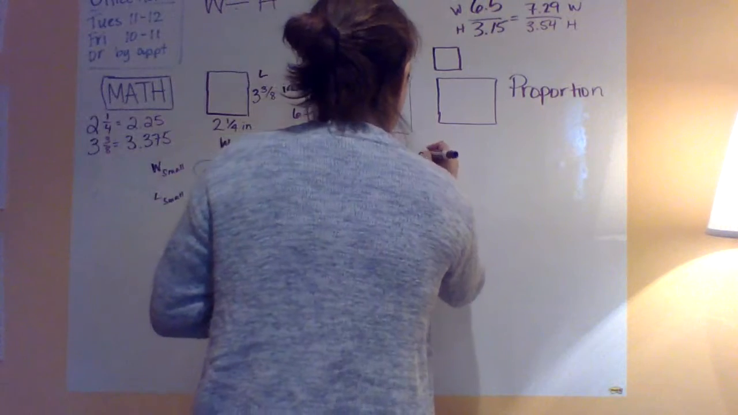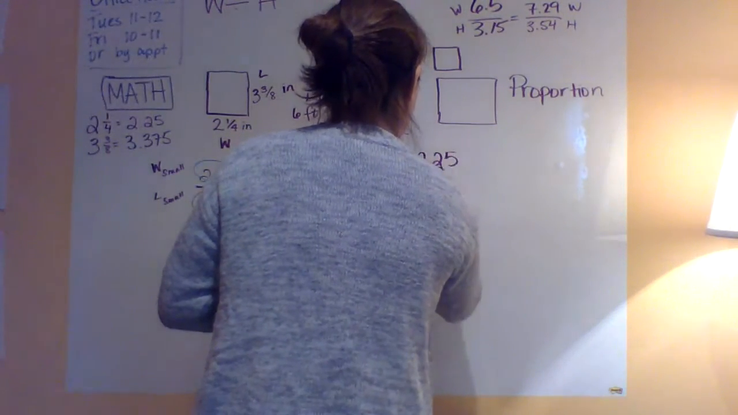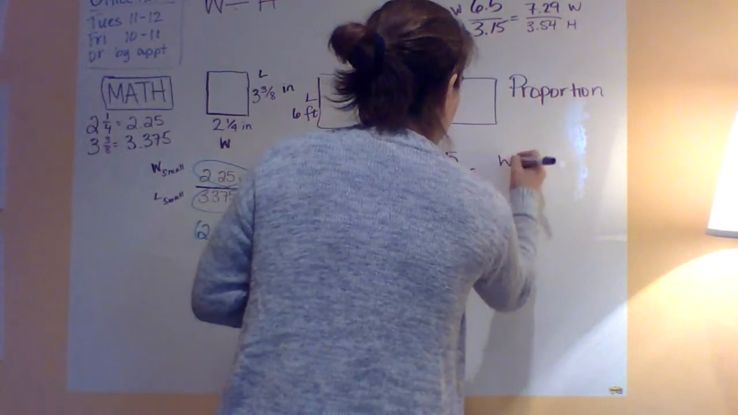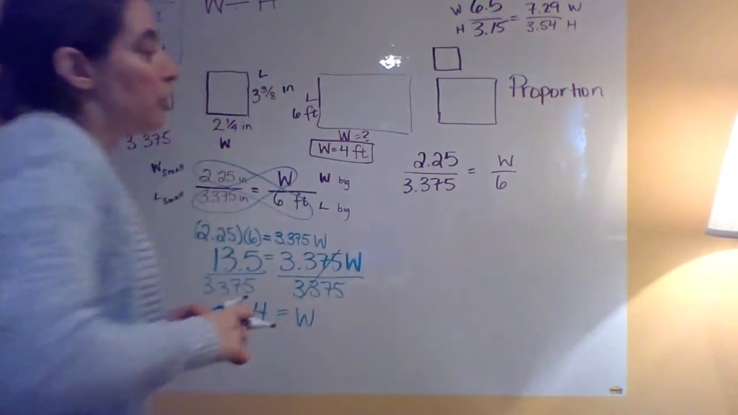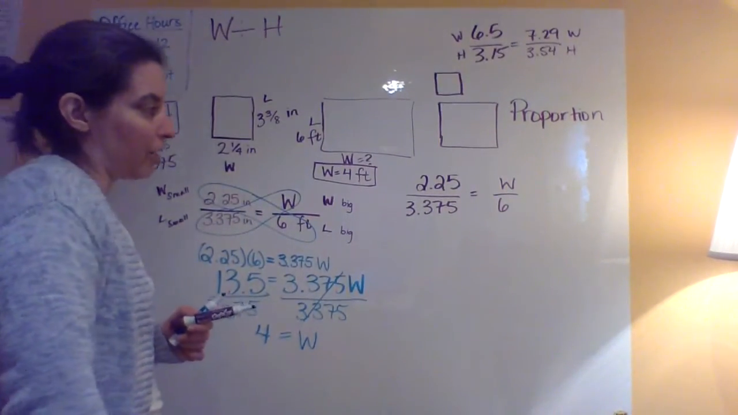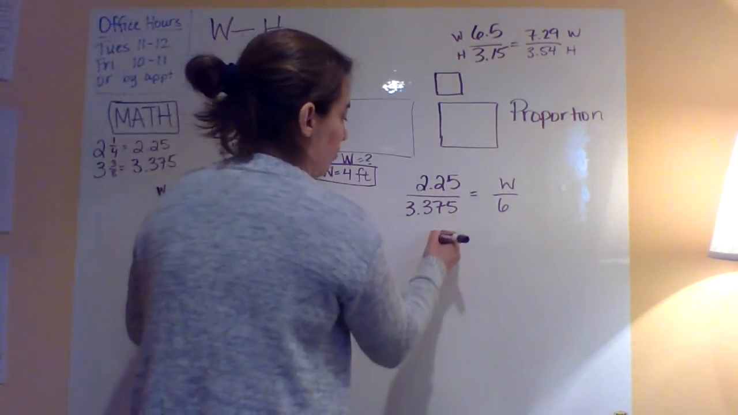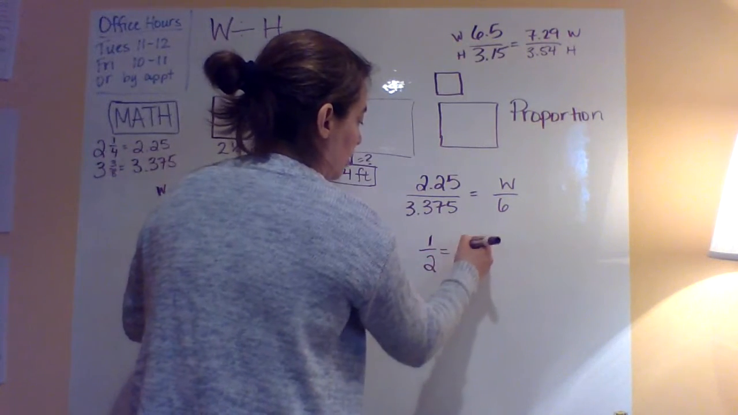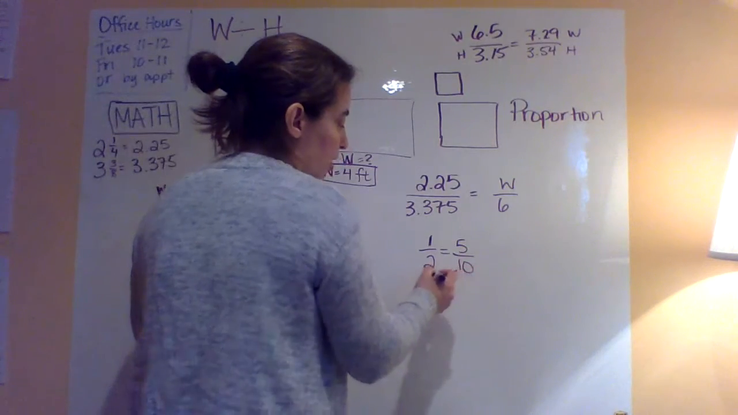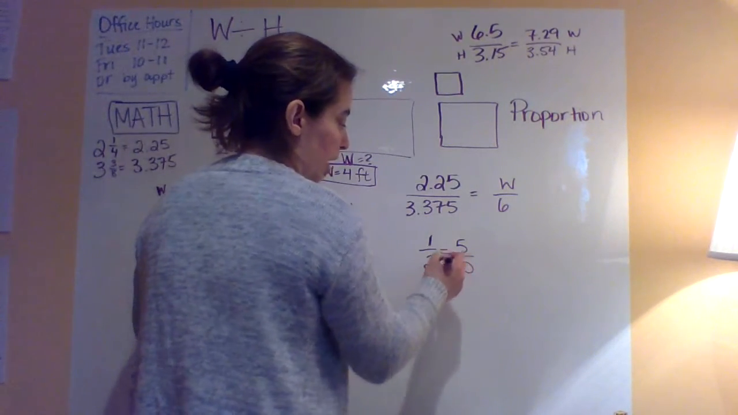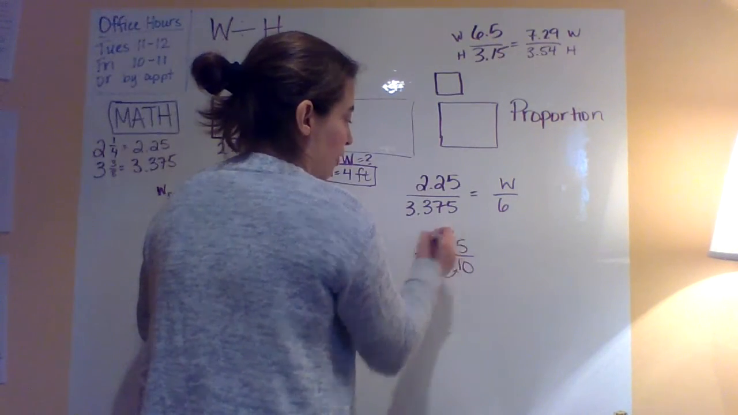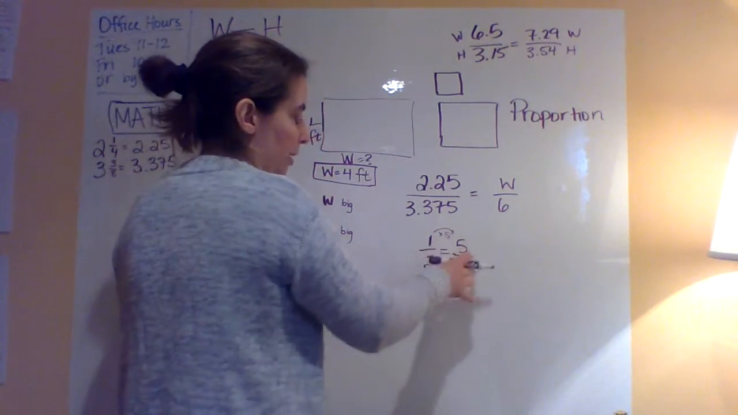All right, so let me just start out with what we have. 2.25 over 3.375 equals W over 6. So another way we can think about equivalent fractions, let's think about if we have 1/2 equals 5/10, right? Well, we know this is okay because whatever I do to one part, in this case multiply by 5, in terms of multiplying or dividing, I do to the other part, and then that makes it okay. That makes those two equal.